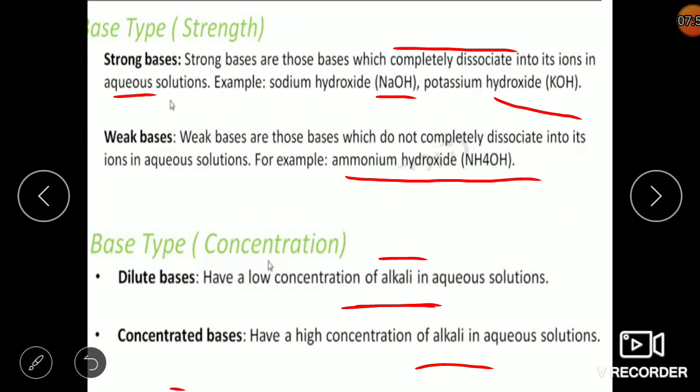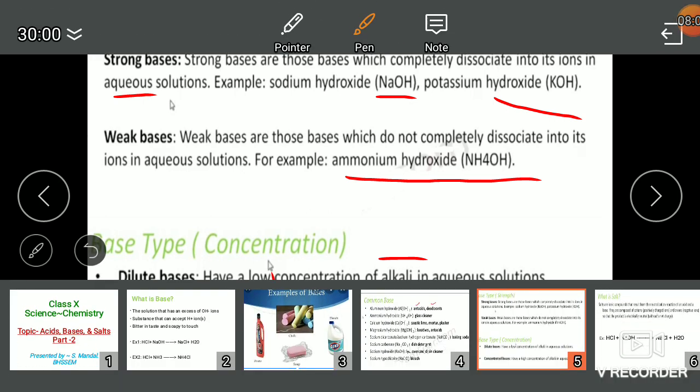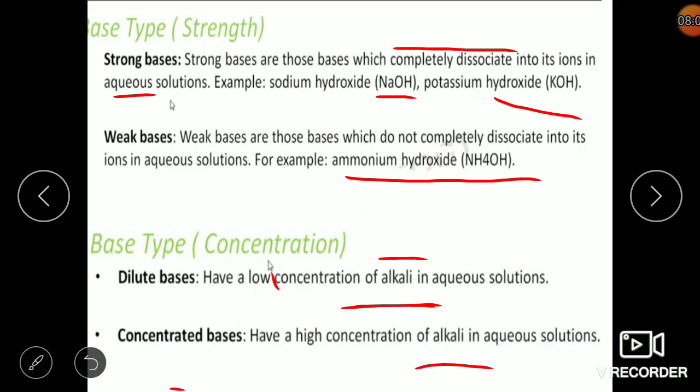Okay, now when we are discussing the concentration, we are discussing the concentration in aqueous solution, right? So we have to deal here with the alkali. So dilute bases are what? These are the bases that have lower concentration of water solubility in their aqueous solution.